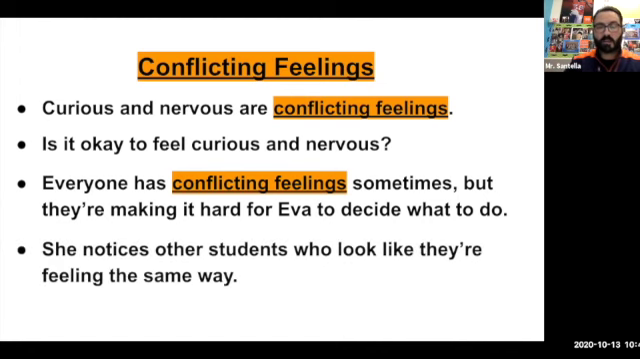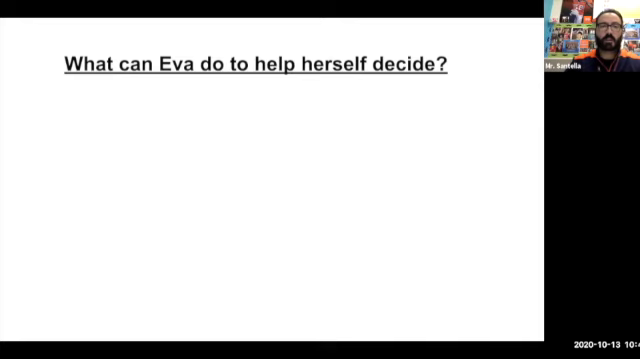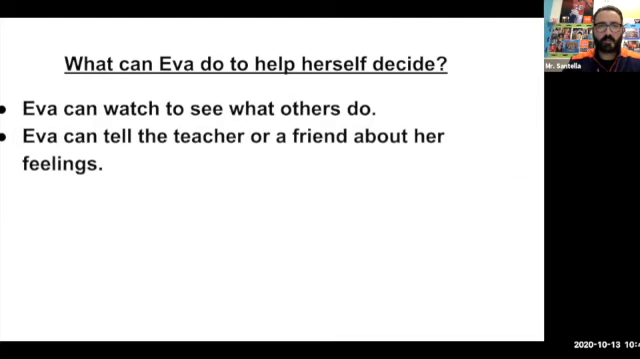But you know what she does? Eva notices the other students who look like they're feeling the same way. They also have conflicting feelings about touching the oobleck. So what can Eva do to help herself decide? Well, she can watch and see what others do, kind of take those cues from her peers. She can also tell her teacher or a friend about her feelings.